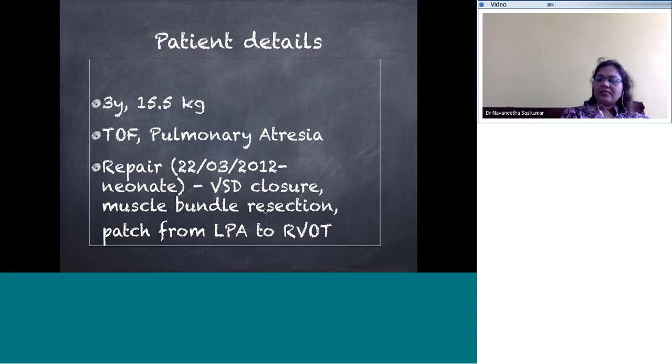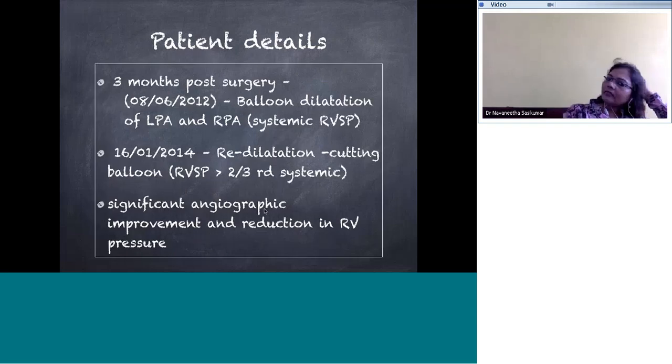At the time of the last intervention, this baby was 3 years old, weighing 15.5 kg, with tetralogy of Fallot and pulmonary atresia, and had undergone repair with a patch from the RVOT extending into the LPA. Three months post-surgery, the patient required balloon dilatation of both LPA and RPA for systemic right ventricular pressure. Then again, the baby required a redilatation using a cutting balloon when the right ventricular systolic pressure again increased. Both these procedures gave significant angiographic improvement and reduction in RV pressure.